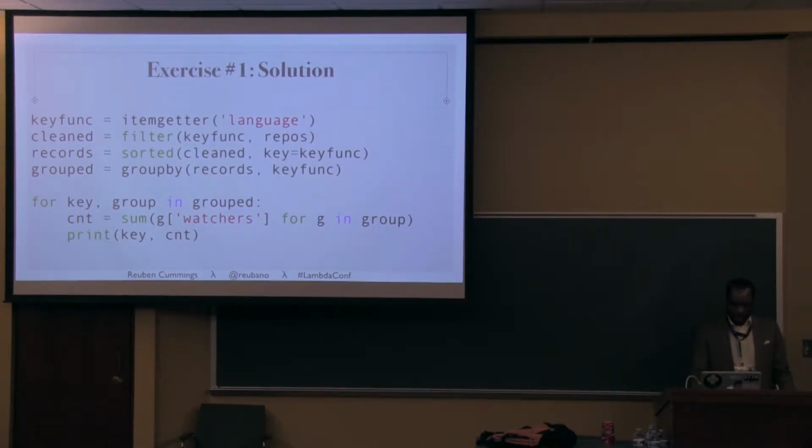What we want is a sum of all of the watchers within that group. For this, we can use a list comprehension. In this case, g represents a repository. We just look at the number of watchers, sum everything up, save that into count, which I abbreviated cnt, and then we can print a tuple of the key and the count.